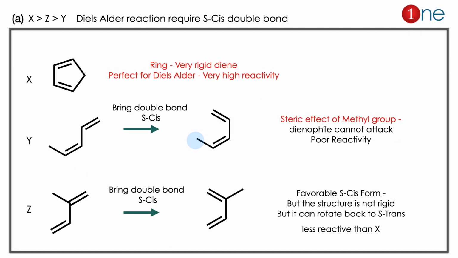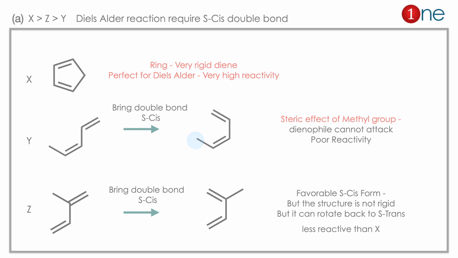Here the diene requirement is that it should be rigid and it should be in the S-cis form. If you look at X, Y and Z, the diene should be in S-cis form. Z cannot attain the S-cis form because of the steric effect there. Y also cannot form S-cis. Y is least reactive and X is more reactive. The order is X, Z and Y. The fact here is that the Diels-Alder reaction requires the S-cis conformation.